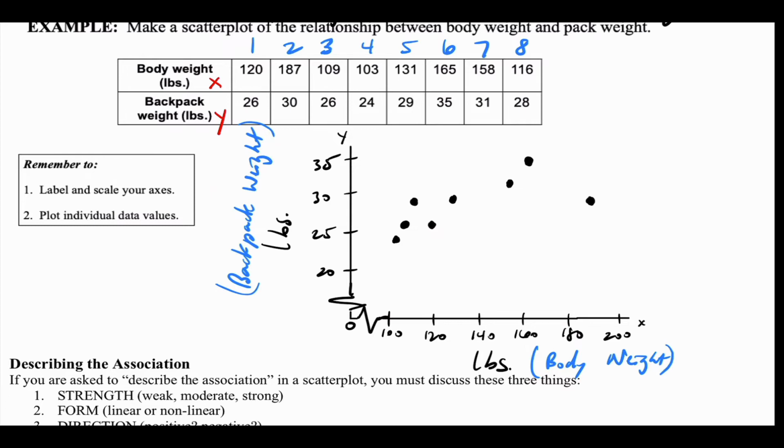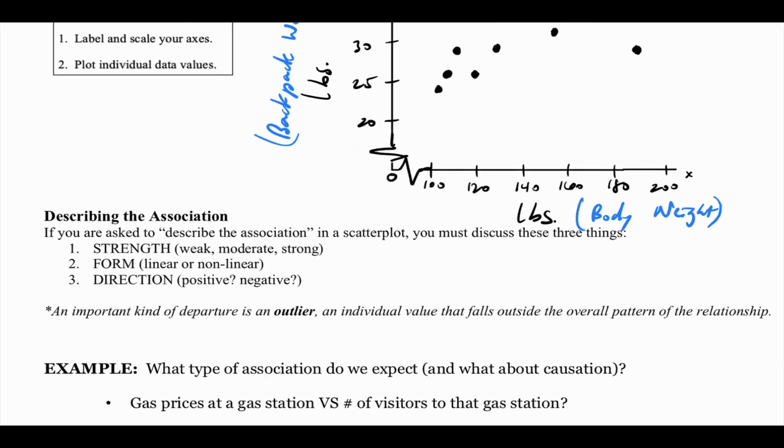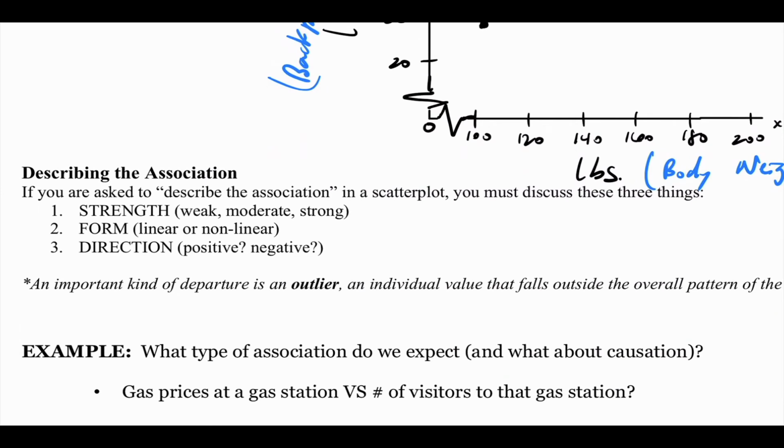That's how you describe a relationship. The next one we're going to talk about is how you describe an association. Association's kind of similar, but a little different. Association has three parts. It has strength, it has form, and it has direction. Okay? So form is the easy one. It's always linear.